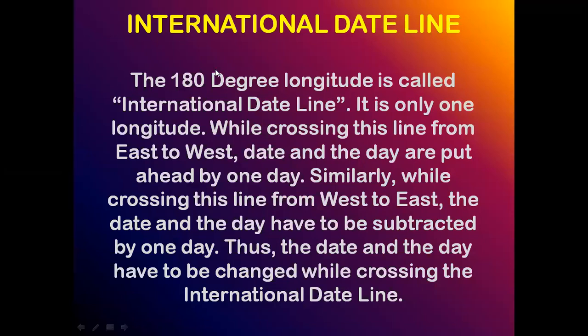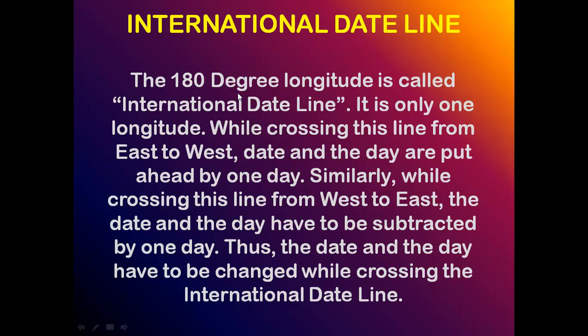Now, what is the international date line? The 180 degree longitude is called the international date line. It is only one longitude. While crossing this line from east to west, the date and the day are put ahead by 1 day. Similarly, while crossing this line from west to east, the date and the day have to be subtracted by 1 day. Thus, the date and the day have to be changed while crossing the international date line.